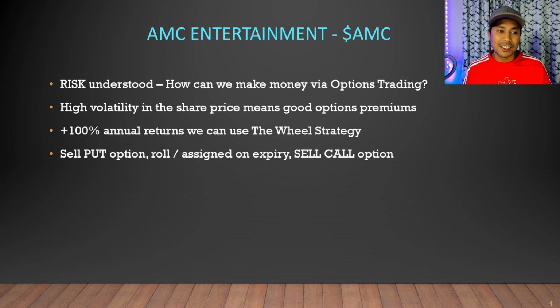So high volatility stocks and share price means good options premium, so they pay you if you participate in selling options. This is how we're able to generate 100% annual returns, where we can use the wheel strategy. And if you don't know what I'm talking about, then I'll put a video link somewhere on the screen here of how you actually do a wheel strategy.